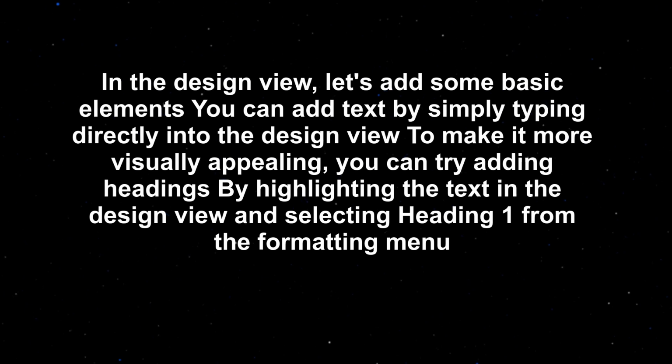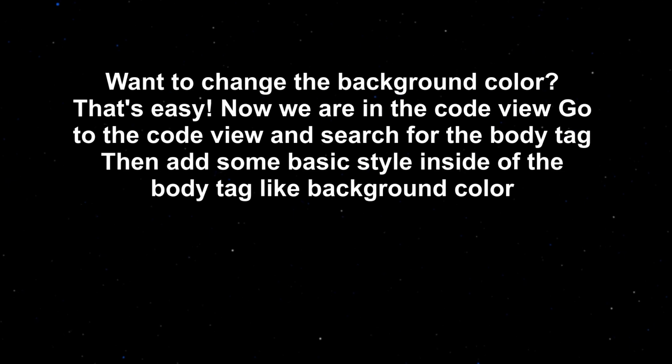You can add text by simply typing directly into the design view to make it more visually appealing. You can try adding headings by highlighting the text in the design view and selecting heading 1 from the formatting menu. Want to change the background color? That's easy. Now, we are in the code view. Go to the code view and search for the body tag, then add some basic style inside of the body tag, like background color. Now save the file.